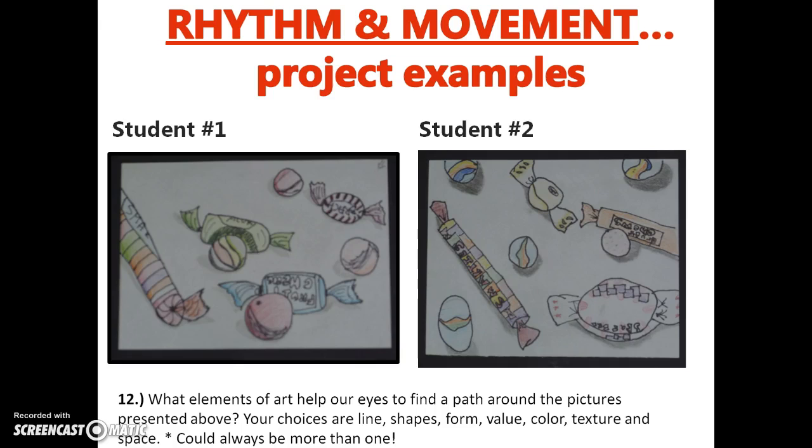All right, here are two examples of rhythm and movement in the student work. For number 12, what elements of art help our eyes to find a path around the pictures presented above? Your choices are line, shapes, form, value, color, textures, and space. A little hint, you could always have more than one of these choices in a piece of artwork.